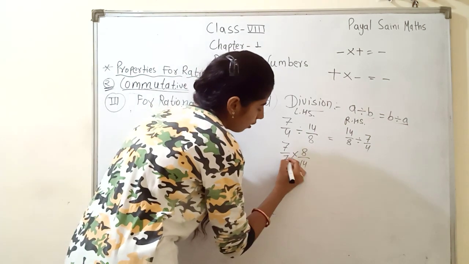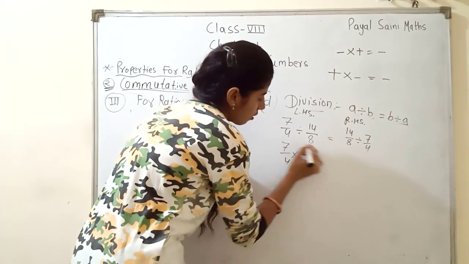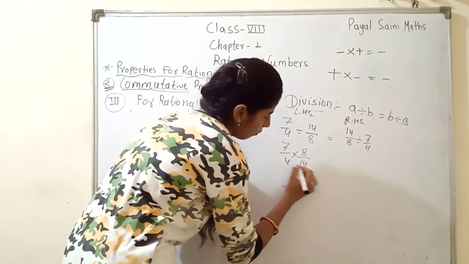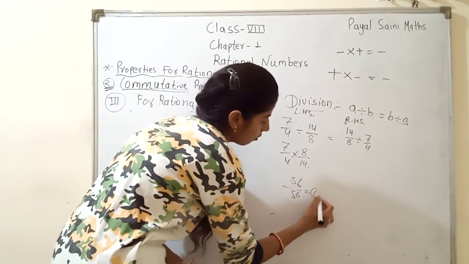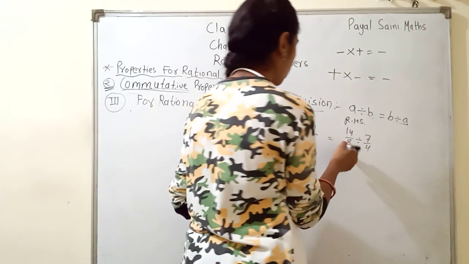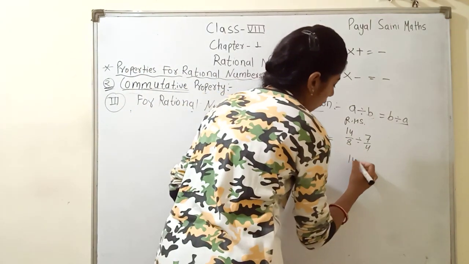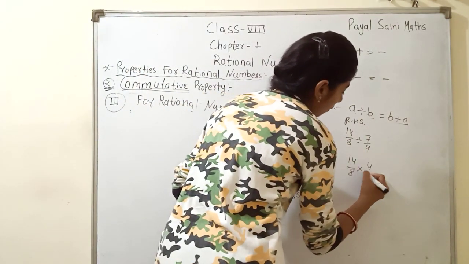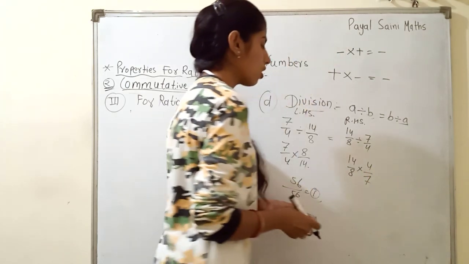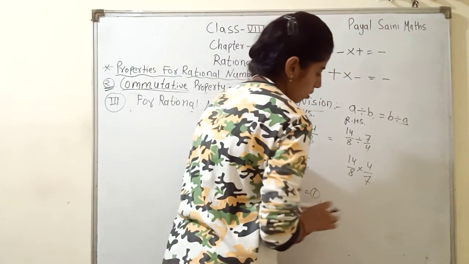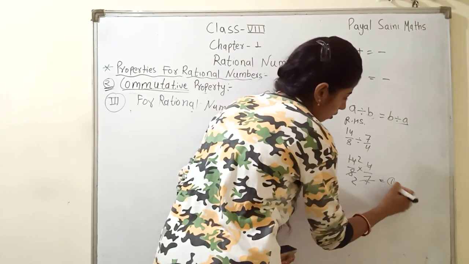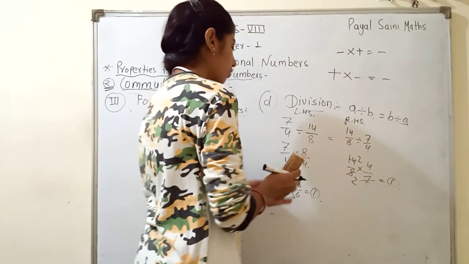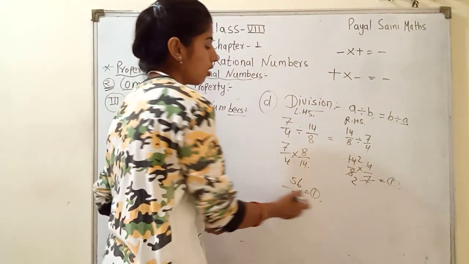Here you can write 7 eights are 56 and 14 fours are 56. Then your answer is 1. If I write this side, 14 by 8 into 4 by 7, then your answer is also 1. It's 1.